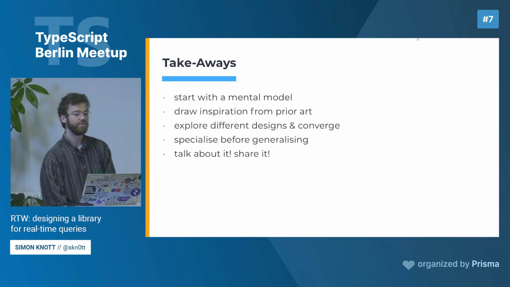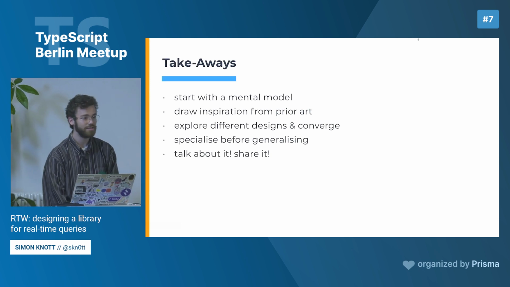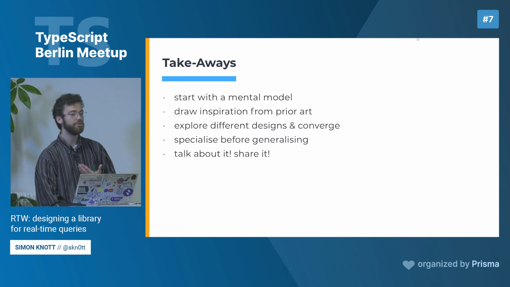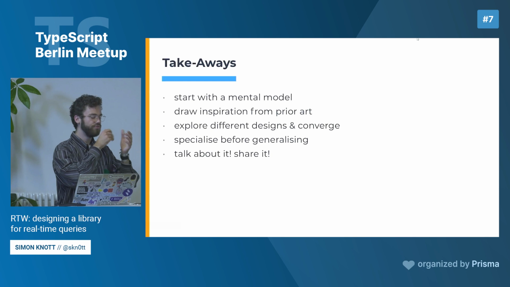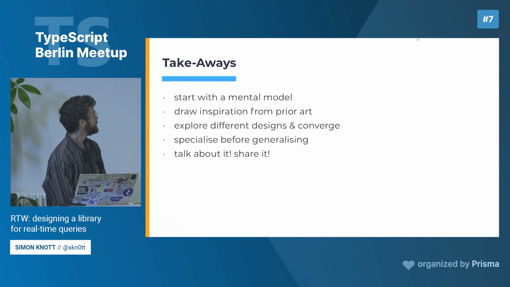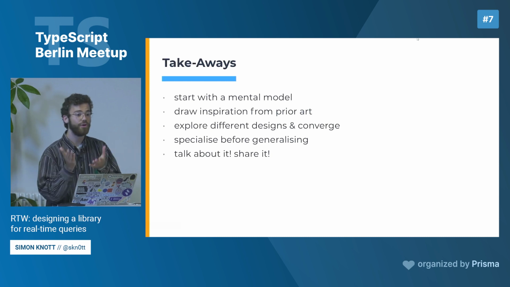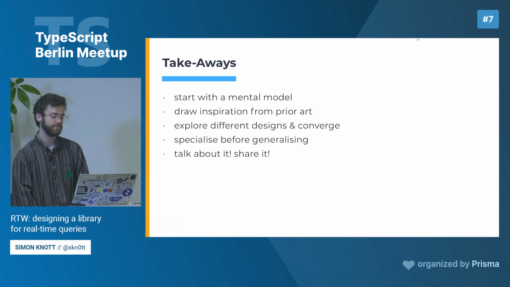Then draw inspiration from prior art. Most people that built these things thought about it and built really good things. For us, our inspiration was React. We wanted to recreate this idea of functional style, but imperatively looking. And when necessary, diverge from that inspiration, which we also needed to do in the use state thing.